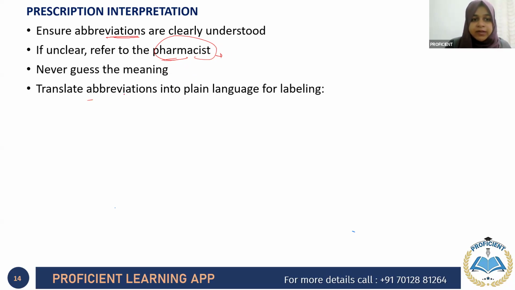Then translate the abbreviations to plain language for labeling. If they have written PC, post cibum, meals, you have to write on the label for the patient, take it after meals. Otherwise they will not understand. Okay, clear.